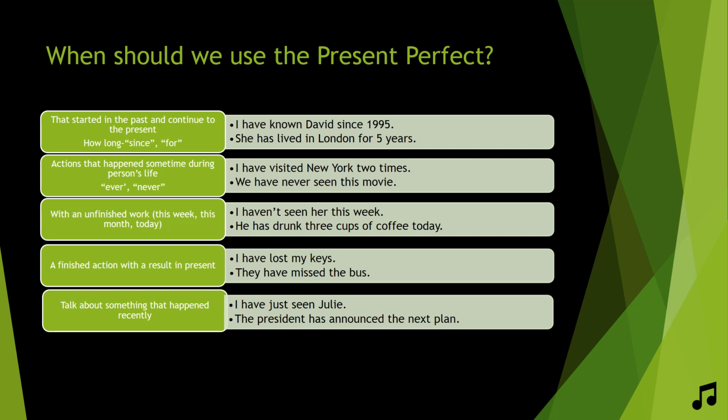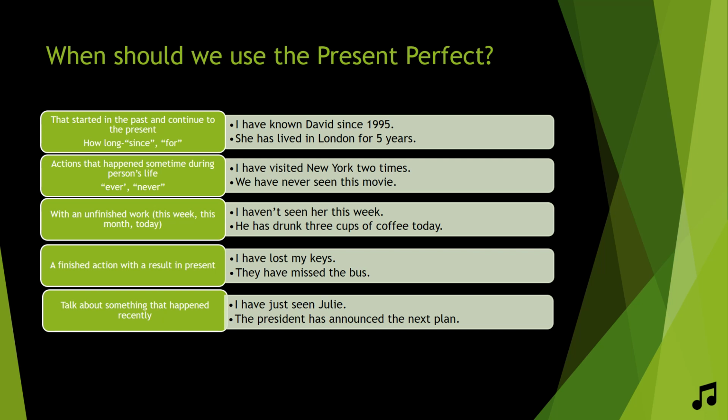Then it's a finished action with a result in the present. For example, I have lost my keys. They have missed the bus. So that action has already been done and the result is already with us.